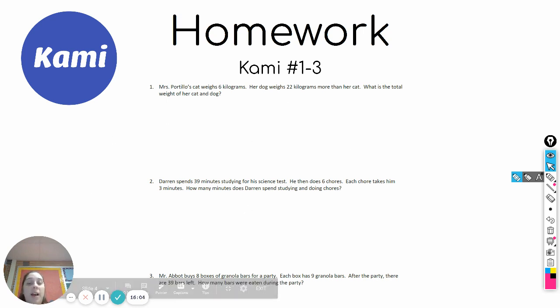Remember that each of them are 2-step word problems, okay? So if you're looking here and you see a 6 and a 22, you can't just add 6 and 22, okay? There's going to be more than one step, so you have to actually draw it and figure out what those steps are, okay? It's going to be a mixture of adding, subtracting, multiplying, and dividing. Go ahead and begin.